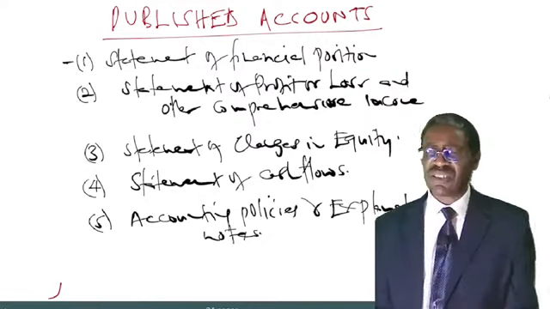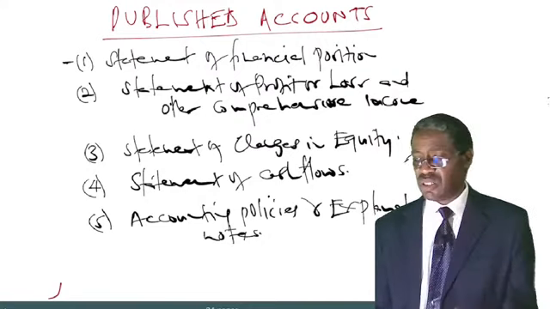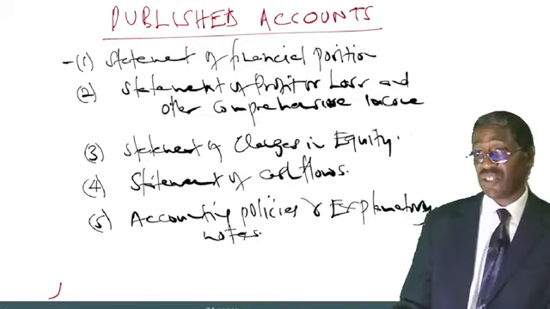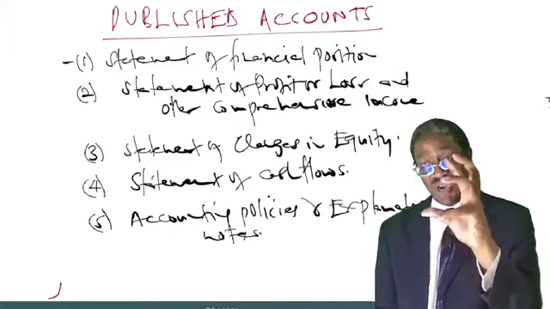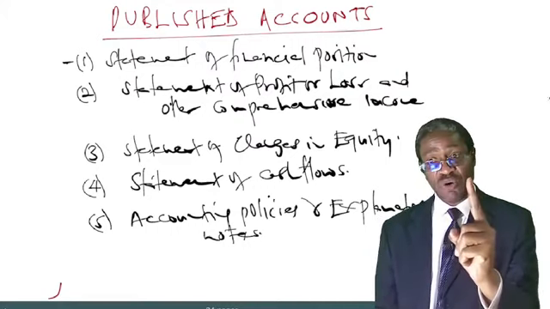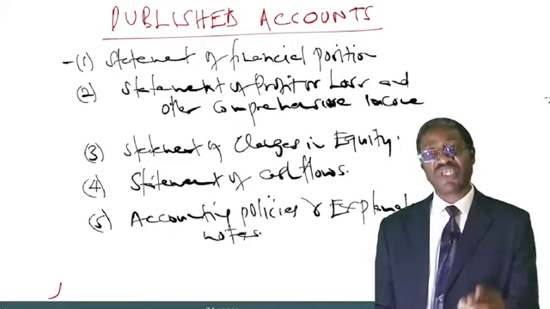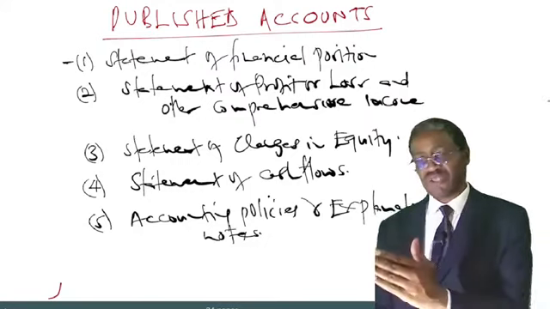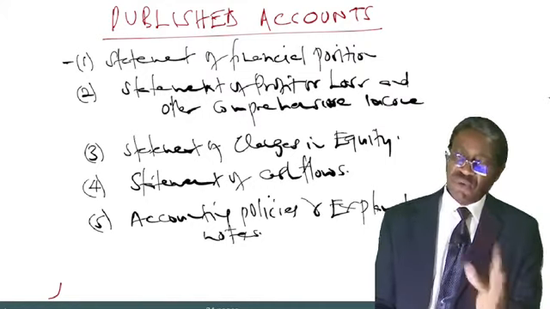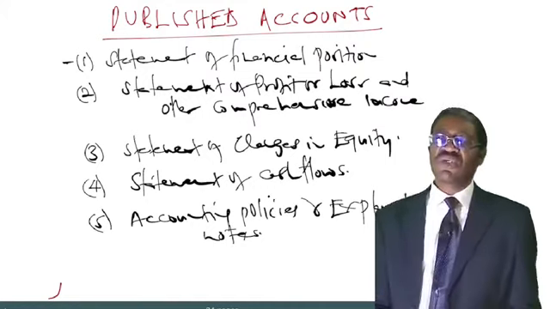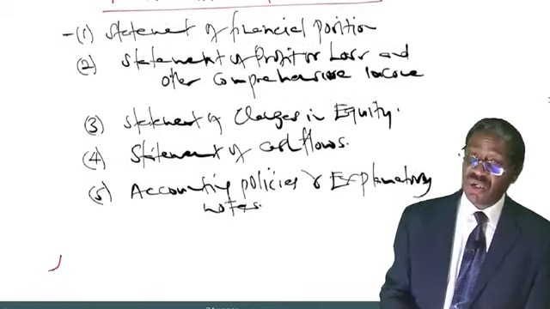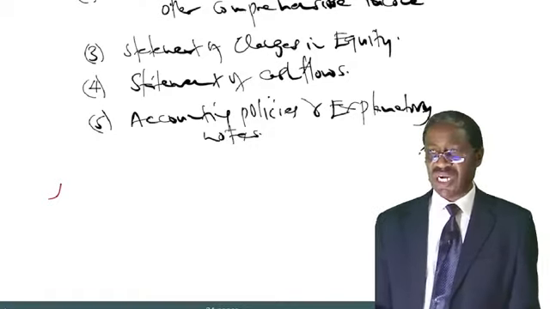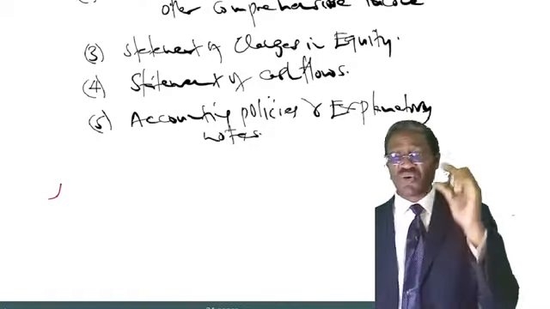Of course, you have been asked in the past papers to state what are some of the components of a complete set of financial statements. We have said there are 5. 1, statement of financial position. 2, statement of profit or loss and other comprehensive income. 3, statement of changes in equity. And number 4, statement of cash flows. And finally, number 5, you should include accounting policies and explanatory notes.